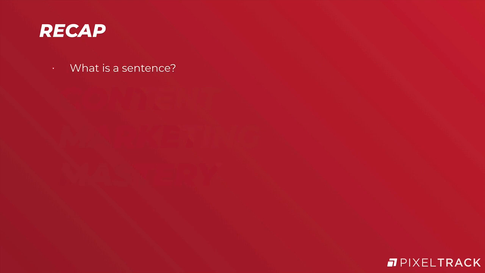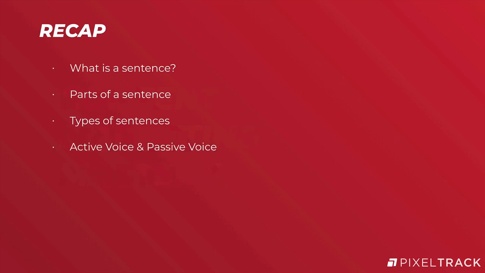As usual, let's do a quick recap of what we learned in the previous lesson. So we learned what a sentence is and how it is important to have a complete thought in a sentence for it to be called a sentence. And what are the parts of a sentence, which is the subject, verb, and the object. We understood what a subject is, a verb is, and an object is. And what are the types of sentences, which were simple sentences, complex sentences, and compound sentences. We also learned about active voice and passive voice and why it is so important that you always write or try to write in active voice as much as possible.